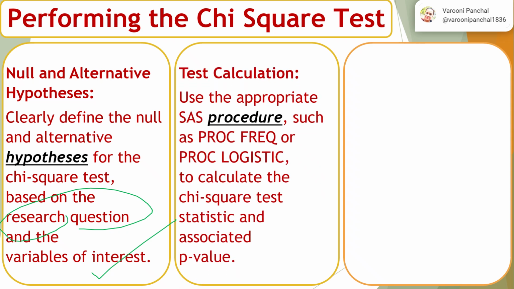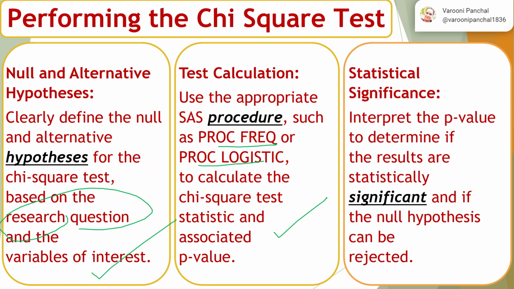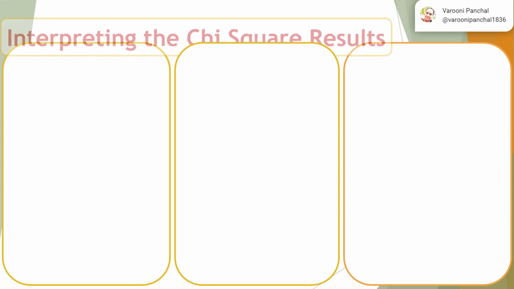Test calculation. Use the appropriate SAS procedure. You can use proc freq or proc logistic. You calculate the chi-square test and the associated p-value. Statistical significance. You can interpret the p-value to determine if the results are statistically significant, if the null hypothesis can be rejected. So it is very essential that you come to a conclusion once you have obtained your p-value.